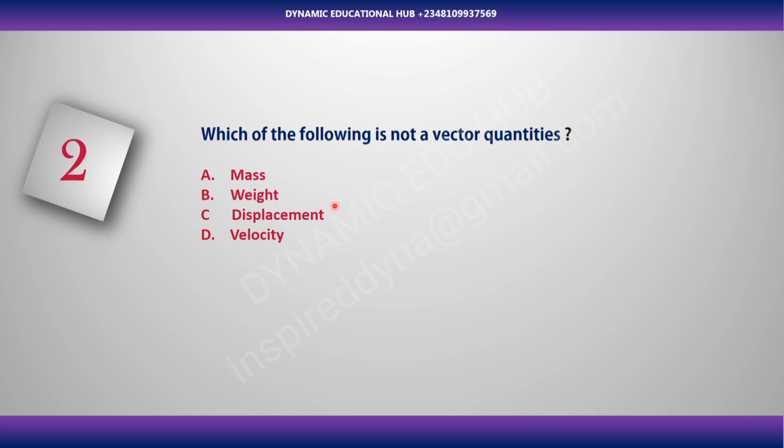So the next question, which of the following is not a vector quantity? We have mass, weight, displacement, velocity. Vector, vector, vector. This is a force, vector. Now this one is a scalar, mass.